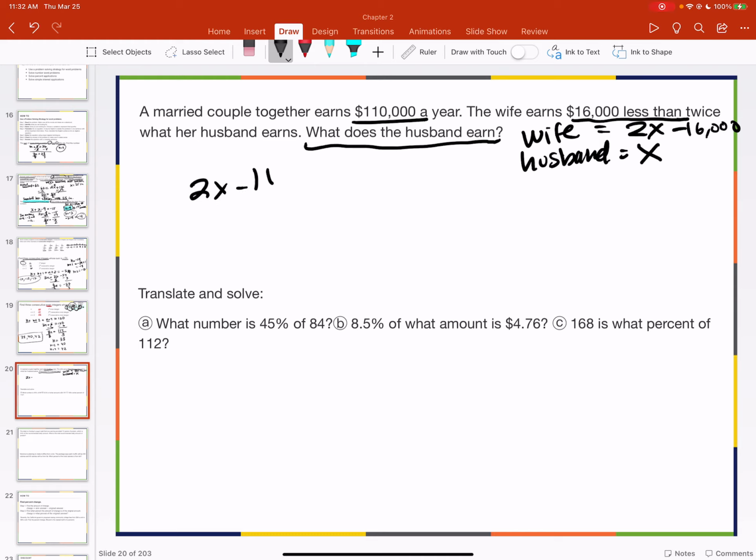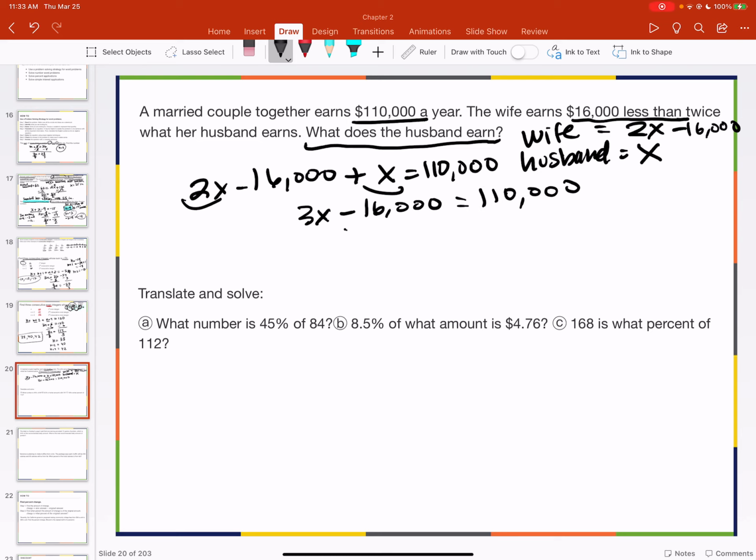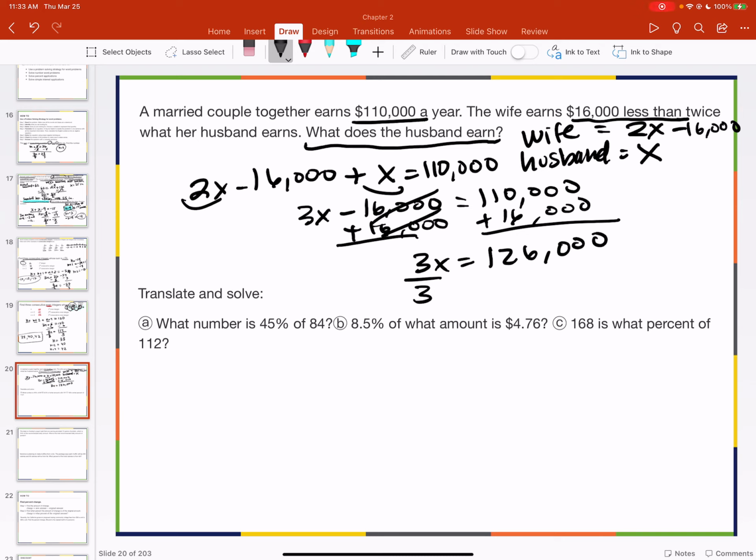So 2X minus 16,000 plus X is equal to 110,000. Combining like terms, we have 3X minus 16,000 is equal to 110,000. What do I do next? If you said add 16,000 to both sides, you're right. So I add this, that clears here. 3X is equal to 126,000. If you said divide by 3, you're not wrong. So then X will equal, which is what the husband earns, 42,000.